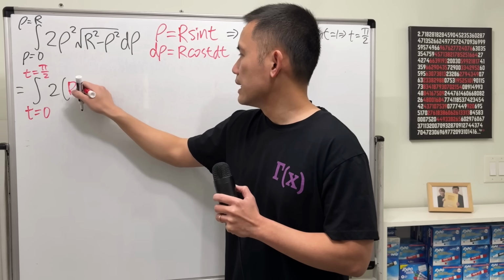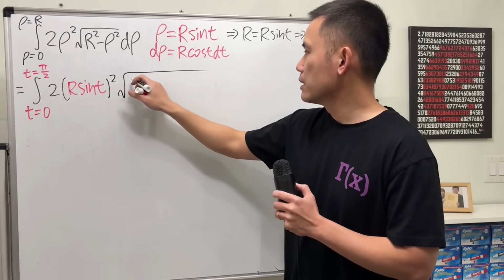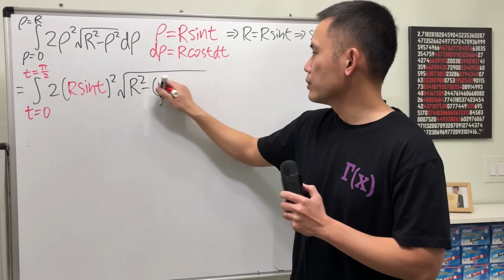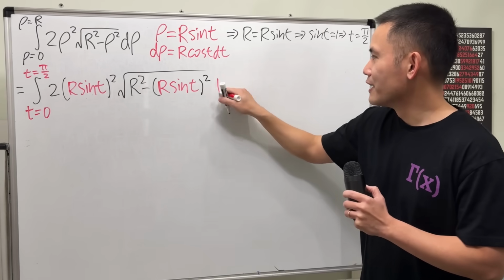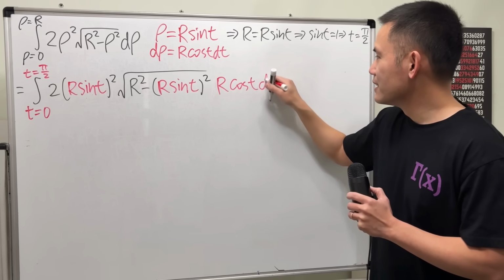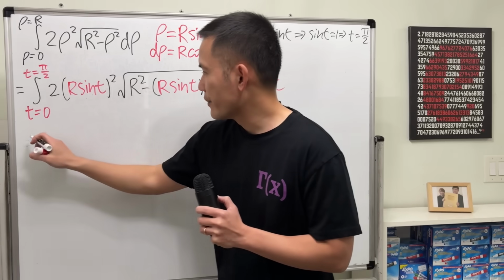So, rho is r sine t, squared times the square root of r squared minus rho, which is r sine t squared. D rho is r cosine t dt. Whew. Now let's go ahead and simplify that.